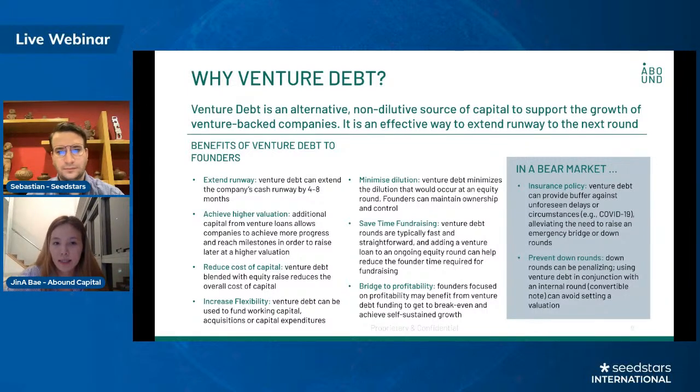And I can discuss the details of the terms later, but there is a small warrant component to venture term loans, but it only represents less than 1% dilution in most cases, so it's still very much non-dilutive. And as everybody knows, equity is precious, especially if you believe that your company will do well, right? You don't want to be diluted down to single digits come Series C and D. So it's really important to think about preserving your ownership.